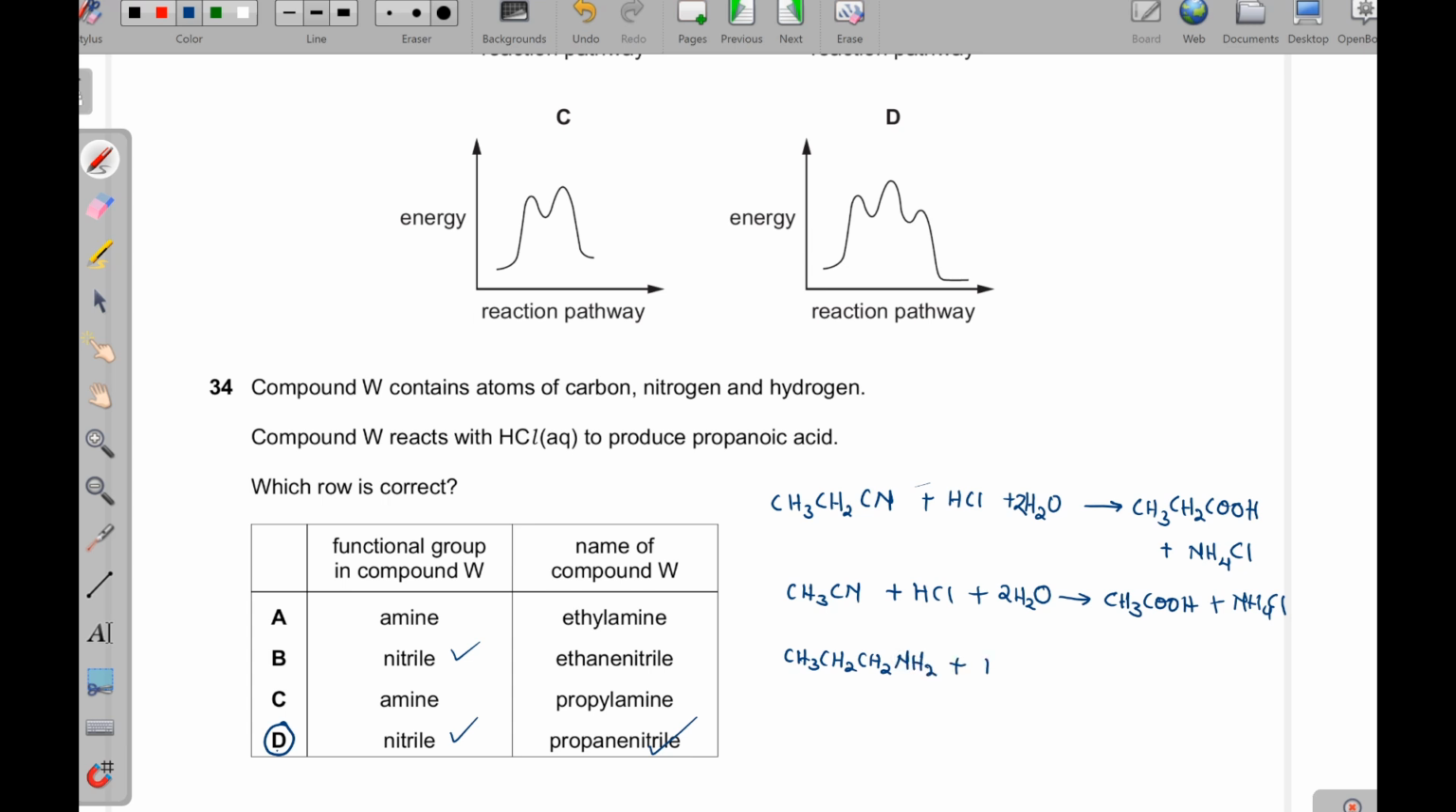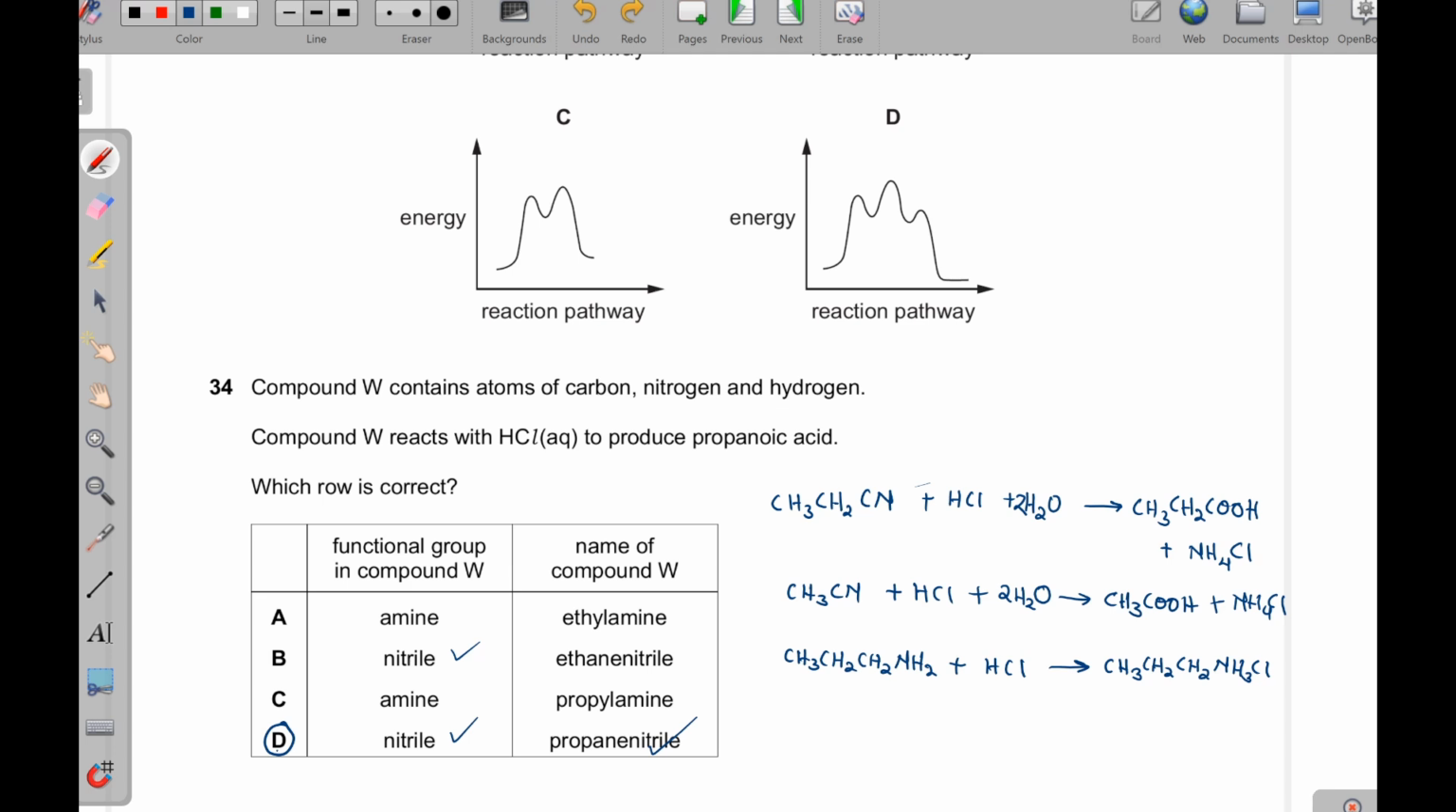So when you add HCl, of course, this is an acid-base reaction, so we are going to get a salt. This one is a base. It has a lone pair, so it can donate to the hydrogen ions there. Then that means we can have CH3, CH2, CH2, then NH3Cl. So that is the salt we are getting.